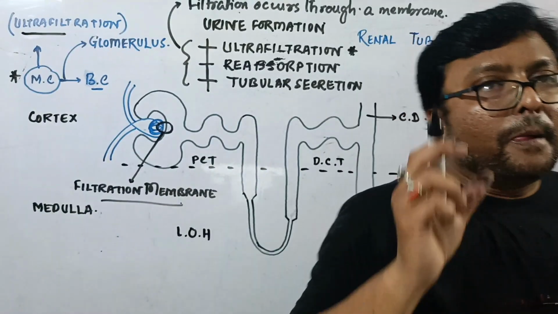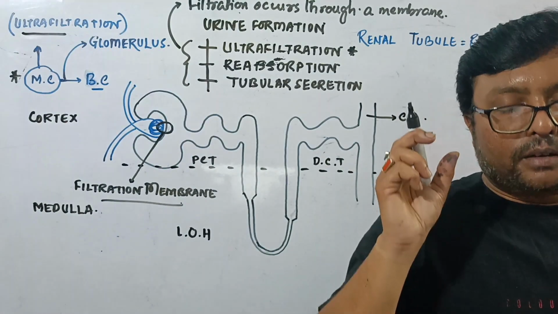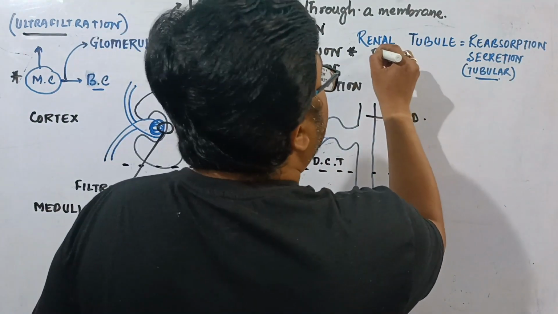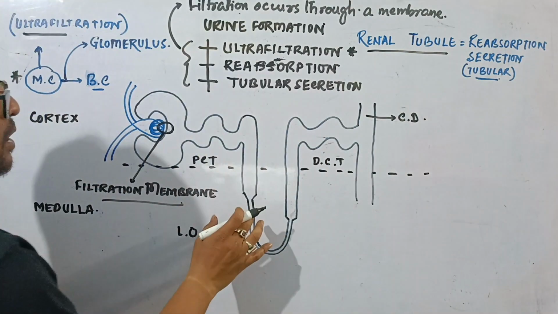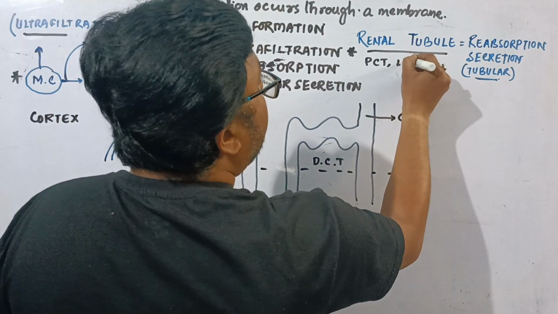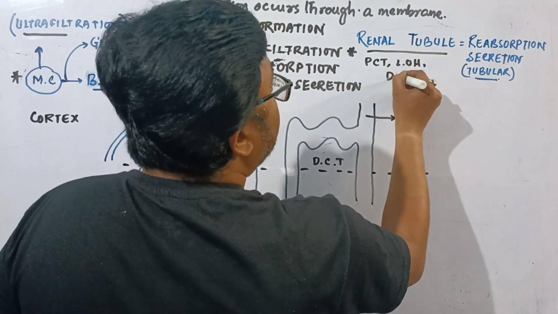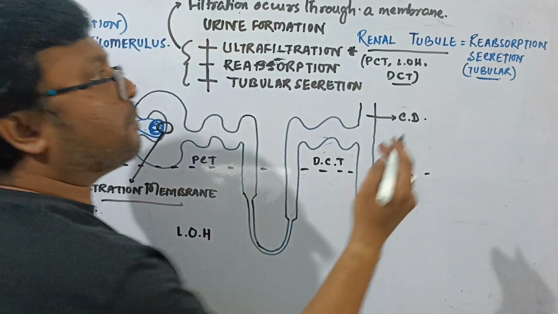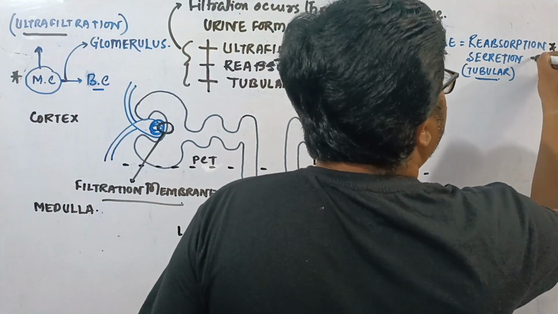Malpighian corpuscle ইম্পর্টেন্ট যে ফাংশন সেটা হচ্ছে আল্ট্রাফিল্ট্রেশন। আর এটাও মাথায় রাখবো যে রেনাল টিউবুল, the tubular part, includes PCT, loop of Henle, as well as DCT. These three tubular parts are involved in the process of reabsorption as well as secretion.